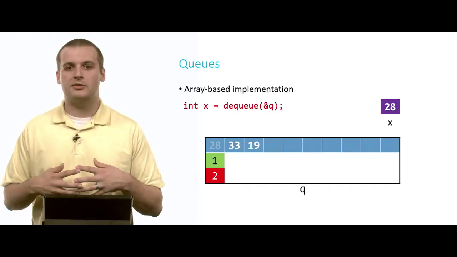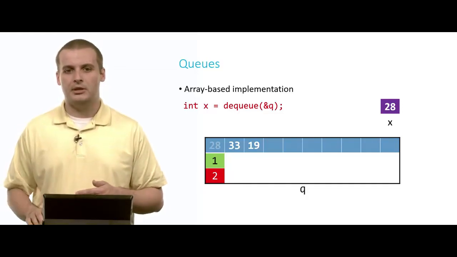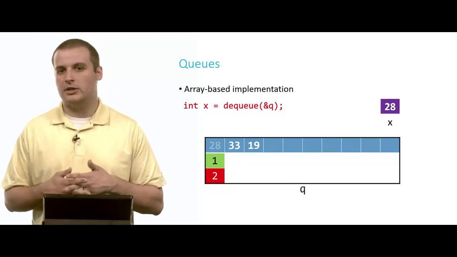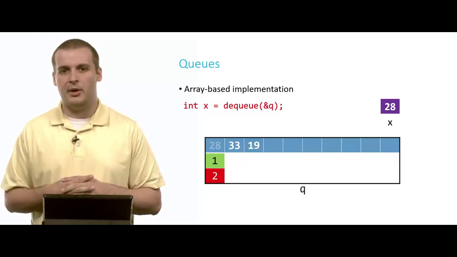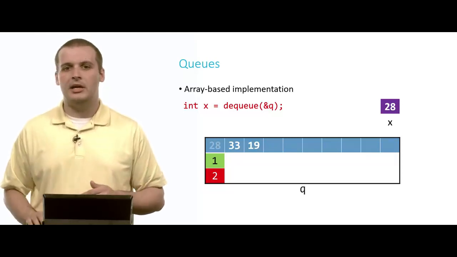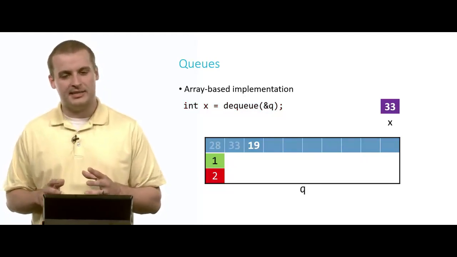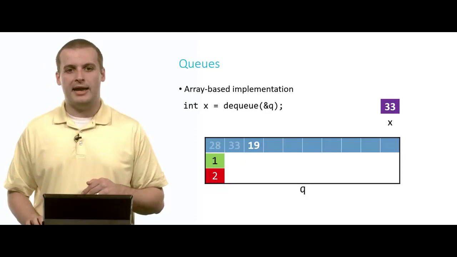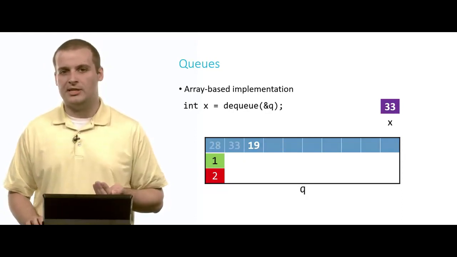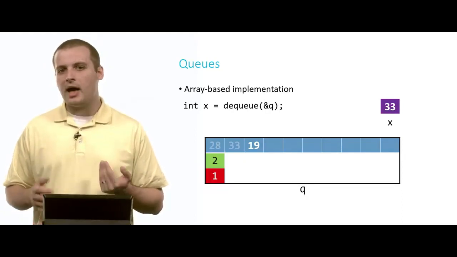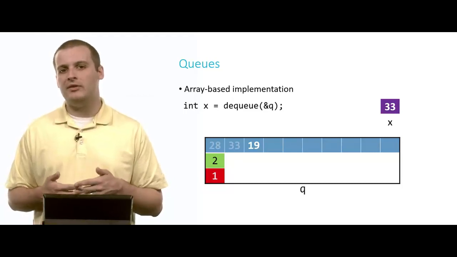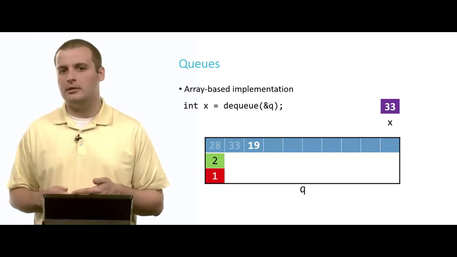Let's do it again. Let's remove another element from the queue. In this case, the current oldest element is at array location 1. That's what queue front tells us. That green box tells us that that's the oldest element. And so x will become 33. We'll just kind of forget that 33 exists in the array. And we'll say that now the new oldest element in the queue is at array location 2. And the size of the queue, the number of elements we have in the queue, is 1.